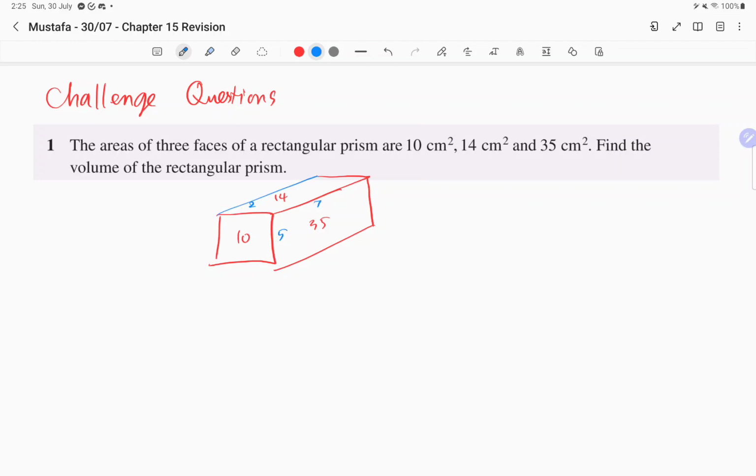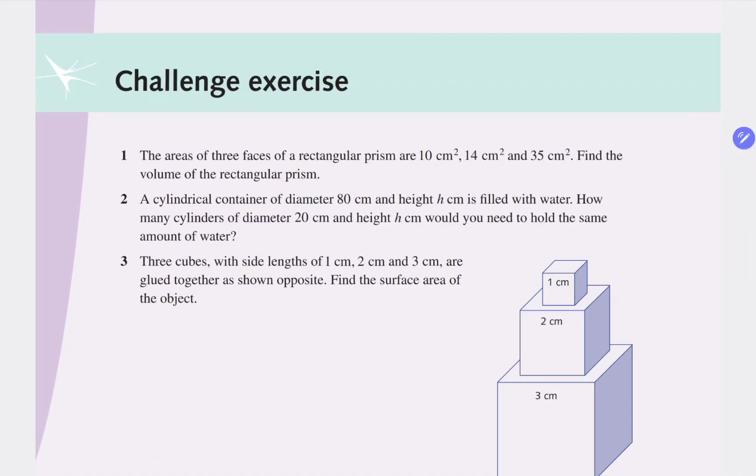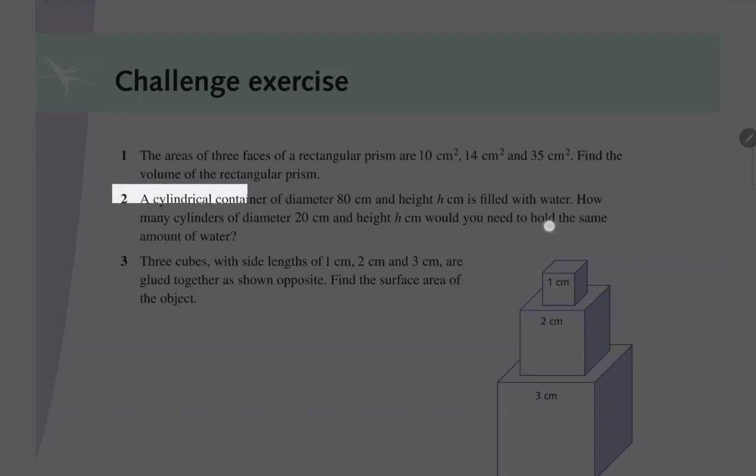Does it make sense now? It will be 2, 7, 5. Okay, and then you have to calculate the volume. Make sense? Alright, so pretty easy, but if you don't know how to do it, you can't even get started. Question 2.